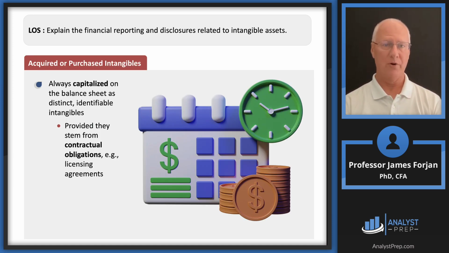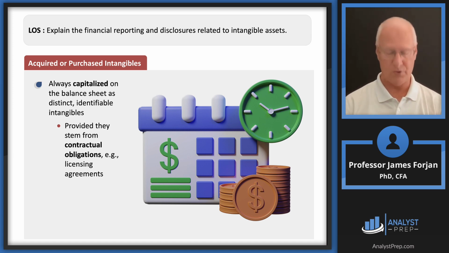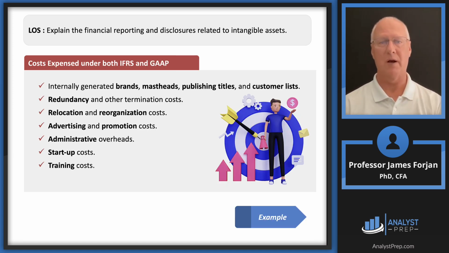Now, the acquired or purchased intangibles are capitalized on the balance sheet as distinct and identifiable. They've got to come from some kind of contractual obligation, but this is the scenario under which these look really, really similar to physical assets like my cement truck. So what are these costs expensed? You can read all these things: brands, mastheads. I wonder if the Institute would give you an example there. For those of you who don't know, this is from newspapers. Do you guys even read newspapers anymore?